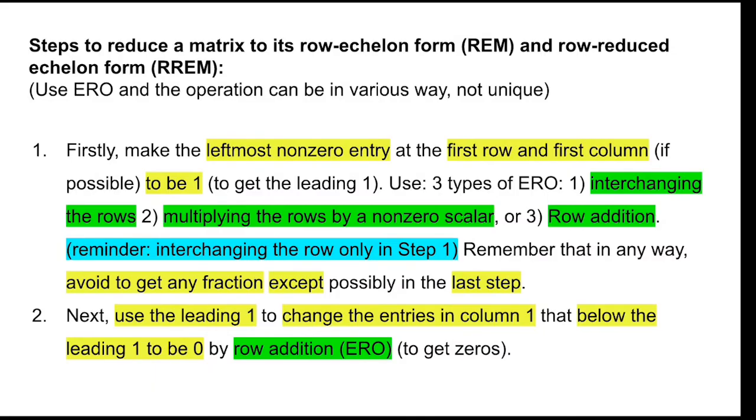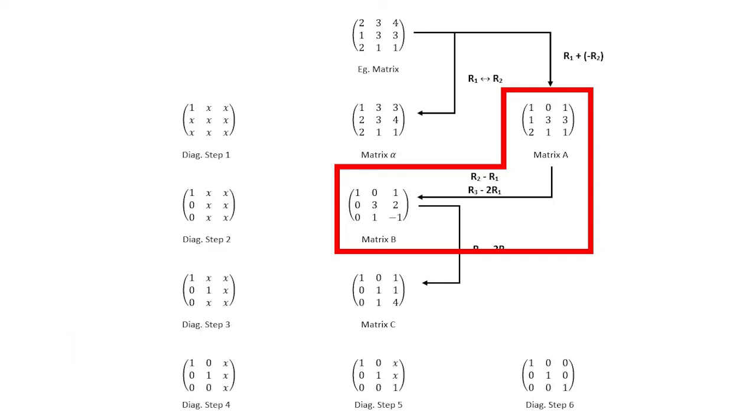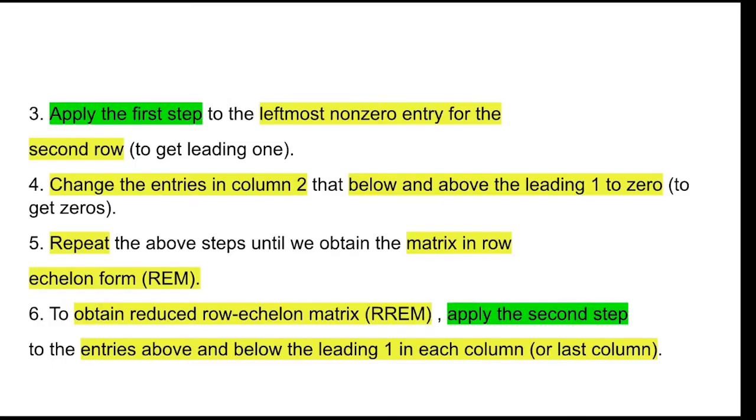Okay, let's see the example. In step 2, we want to get the matrix like the diagram for step 2. We want to make the elements below the leading one become 0. I'm going to do the row additions R2 minus R1 and R3 minus 2R1 to matrix A to get matrix B.